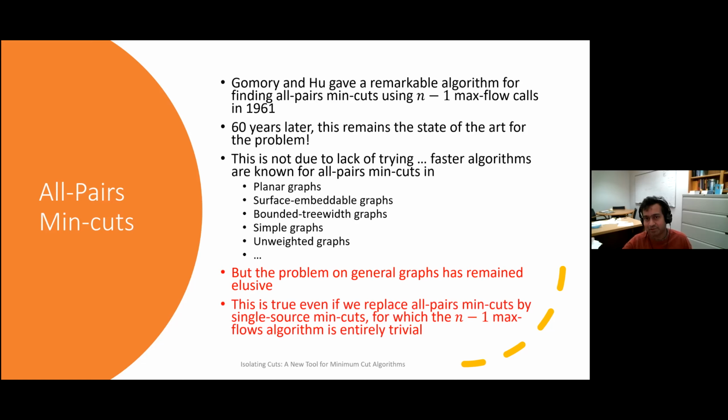The difference is that for all pairs min-cuts, this n-1 max flow algorithm is a non-trivial algorithm. It's not immediate. Whereas for single source min-cuts, this is completely trivial, right? I just fix a source and find max flow to every other vertex. And it's a fascinating question. Is this algorithm really the best one, right? And if we are able to show that there is a better algorithm for this problem, then we make progress on this 60-year-old question that we haven't made progress on, in spite of much effort in various special cases. Okay, so that's the arrow between the top two boxes that we still need to solve.